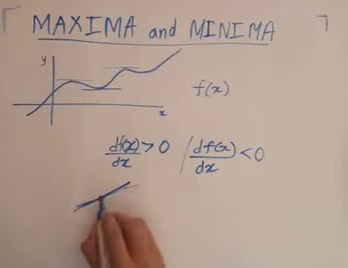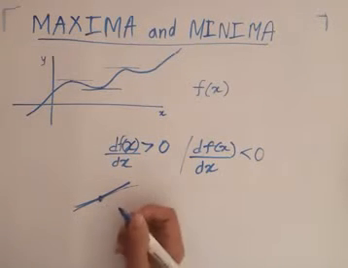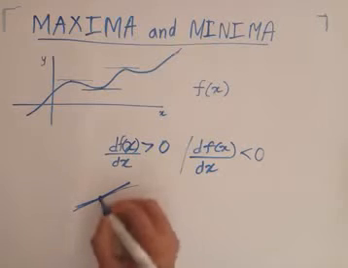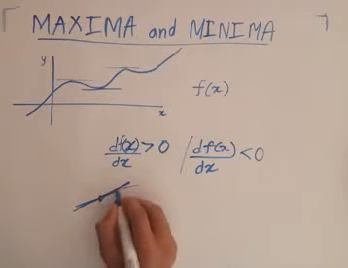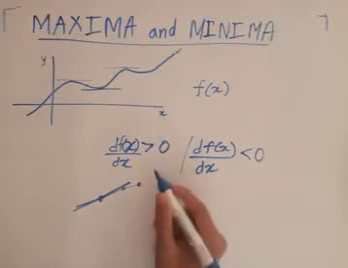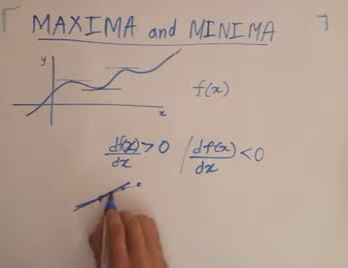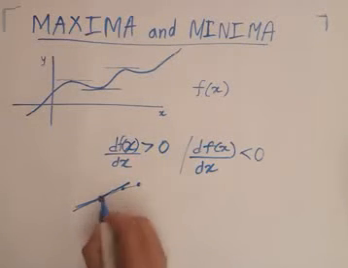But if the function is increasing, then this cannot be a maximum, because maybe then some other point here would be a maximum, or something here. Because if the function increases just after this point, that means this is not a maximum.